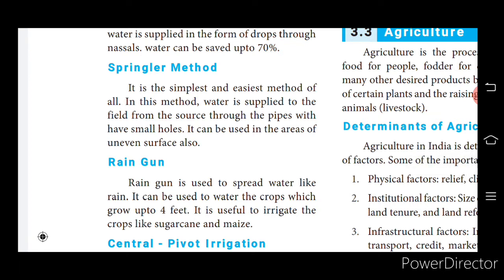Now coming to the sprinkler method, from the name itself we can understand, it is the simplest and easiest method of all. Water is supplied to the field from the source through pipes which have small holes, and the water will be sprinkling through the holes. So that is called the sprinkler method.